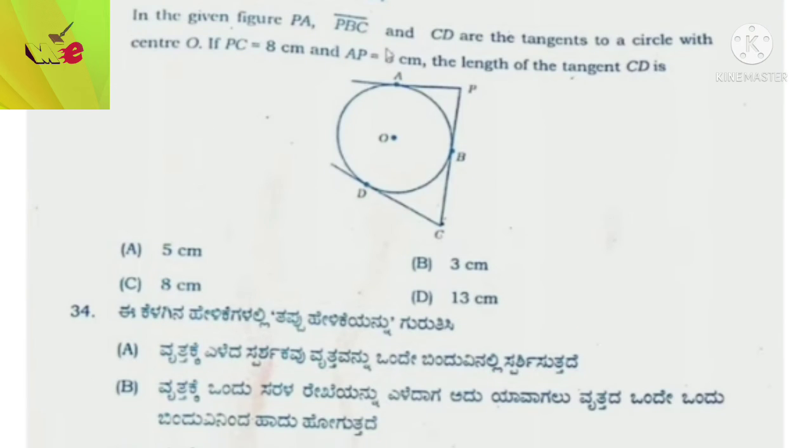Next one, 33. In the given figure, PBC is the line. PC is given as 8 centimeter. AP is 5 centimeter. AP and PB are equal, so PB is also 5 centimeter. So 8 minus 5, CB is 3. CB and CD are equal, so CD equals 3 centimeter. Option B is the right answer.